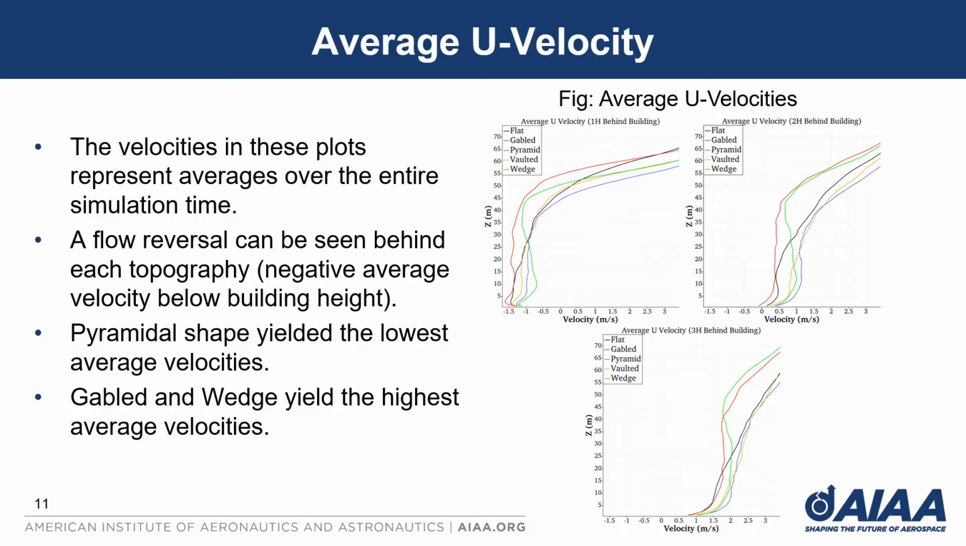You can see a flow reversal behind each topography as they have negative average velocity below the building height. The pyramidal shape yielded the lowest average velocities, and that's the shape in the blue, while the gabled and wedge shapes yielded the highest average velocities. Those are the shapes in the red and the green, respectively.